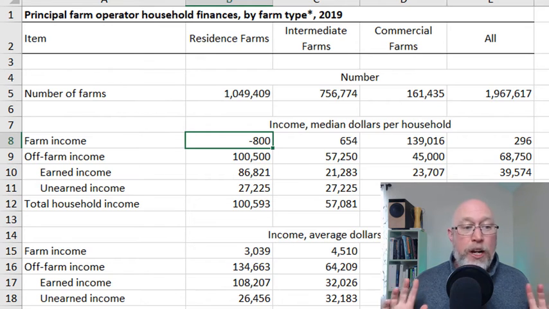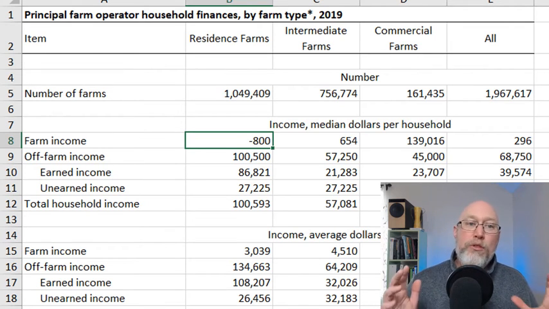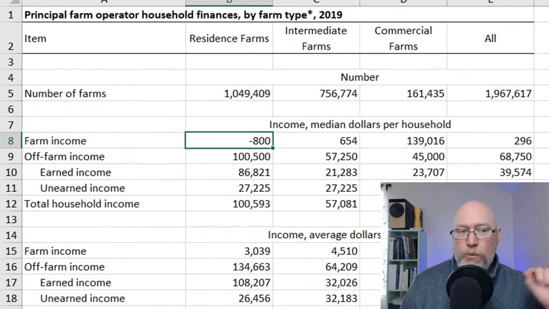The money, it's not a revenue, excuse me, a farm profit. The money they make from farming and farm-related activities, that gross farm income thing we talked about earlier, is negative $800. So there you go. Of those residence farms, half of them lose more than $800, or lost more than $800 in 2019.